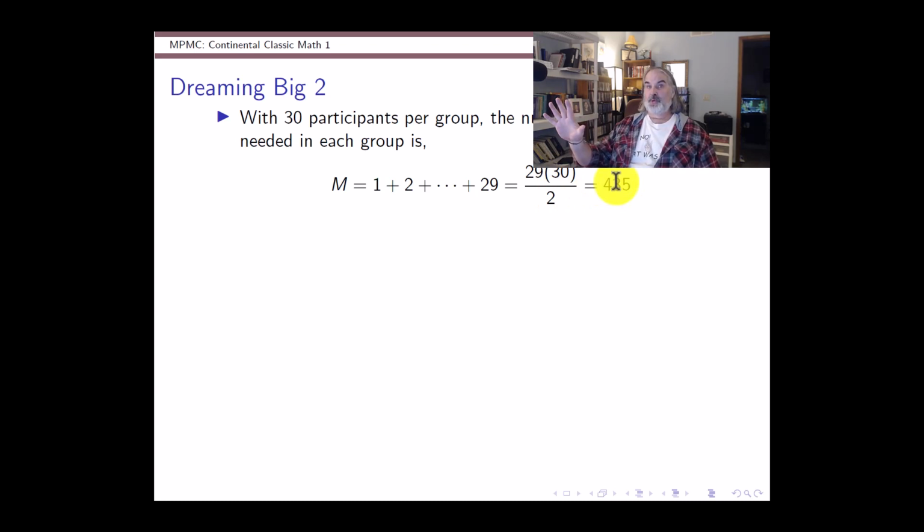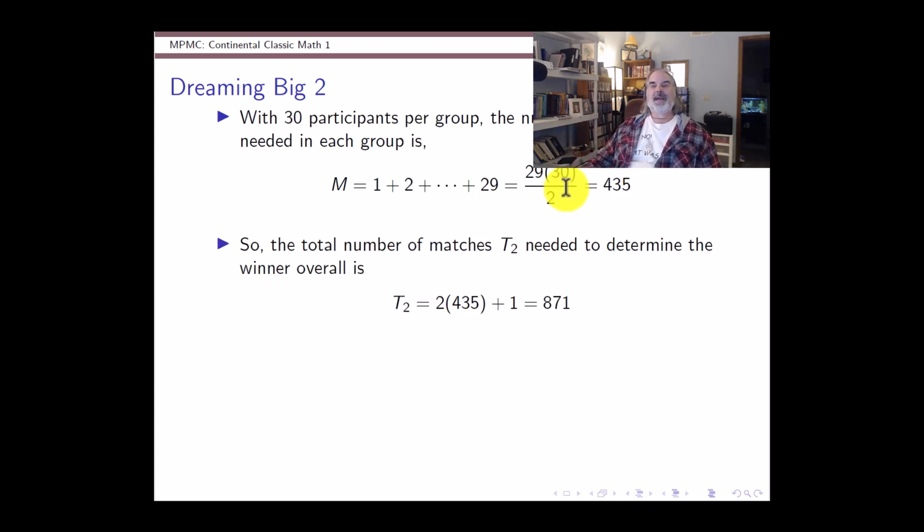That's just in one group, right? So we got to double that because there's 2 groups and then have an extra match to determine the overall winner, 871 matches.